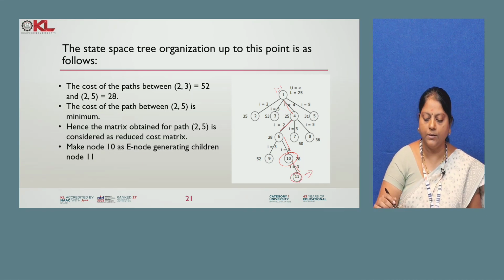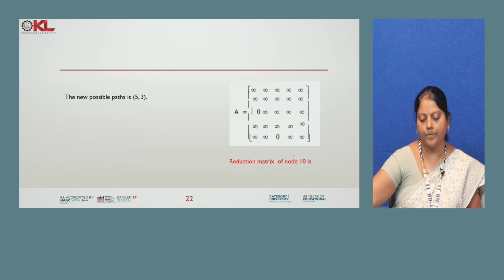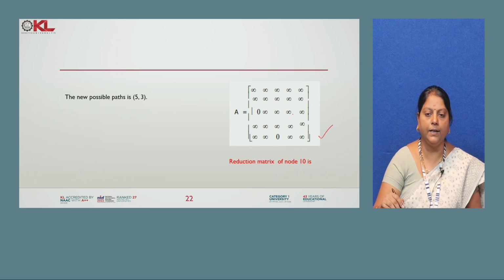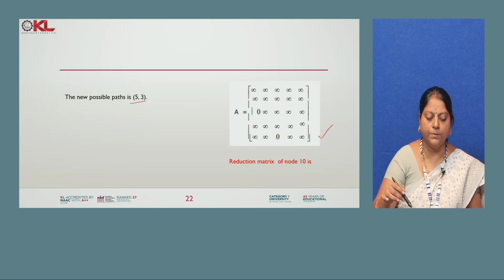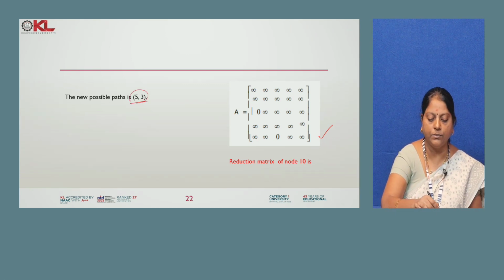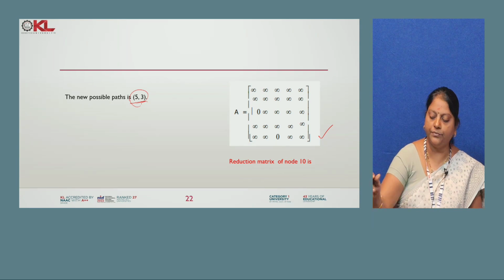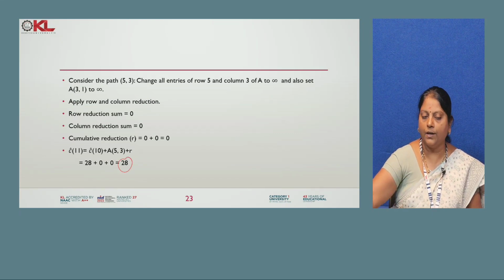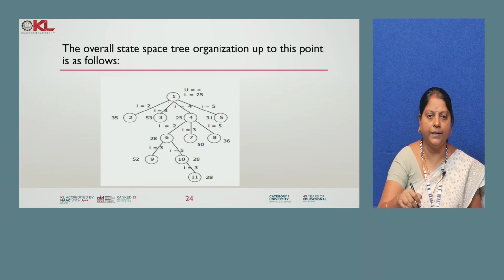So that is 11. Similarly, we have to find the cost of this node 11 by considering the path 5 comma 3 here. So what is the reduced cost matrix? We have to consider the reduced cost matrix of node 10. This is the reduced matrix of node 10, and the possible path is only one path, that is 5 comma 3. So we have to find the cost for this path 5 comma 3. Next, we apply row reduction and column reduction, the same process. Then we get the cost value as 25. So this is the final state space tree.